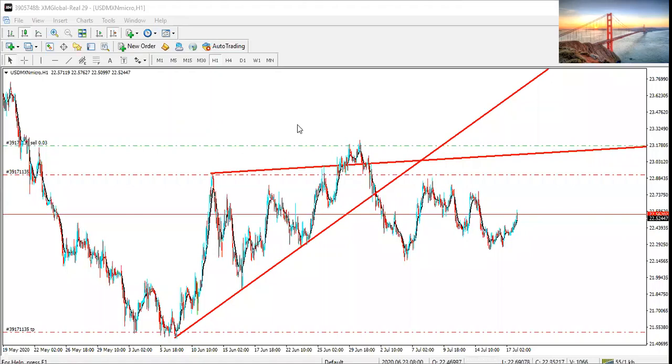Firstly, on this pair, the US dollar MXN, Mexican peso. And first of all, before you get angry, why I chose exotics and not the typical Euro US dollar and the other more liquid pairs.